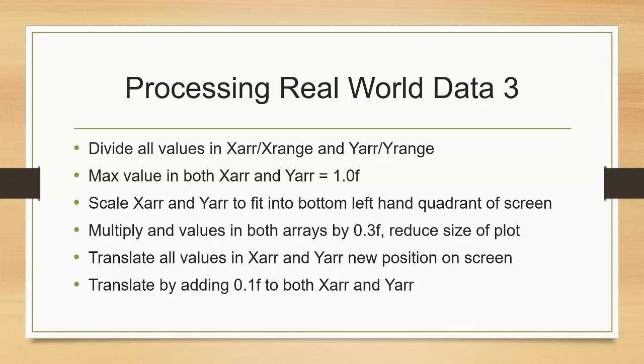What we're going to do now is multiply all the values by 0.3, and this will reduce the size of the graph that we're going to plot. And if we wish to translate the graph into a new position on the screen, we can do this by adding 0.1f to both the x and y arrays. And the result is this.